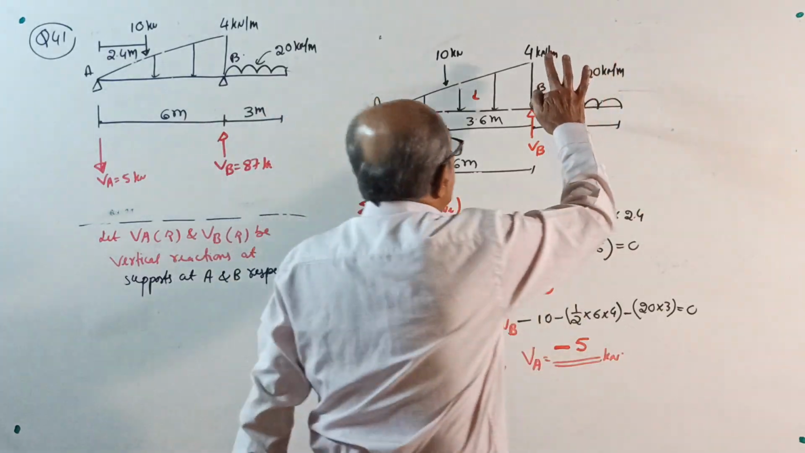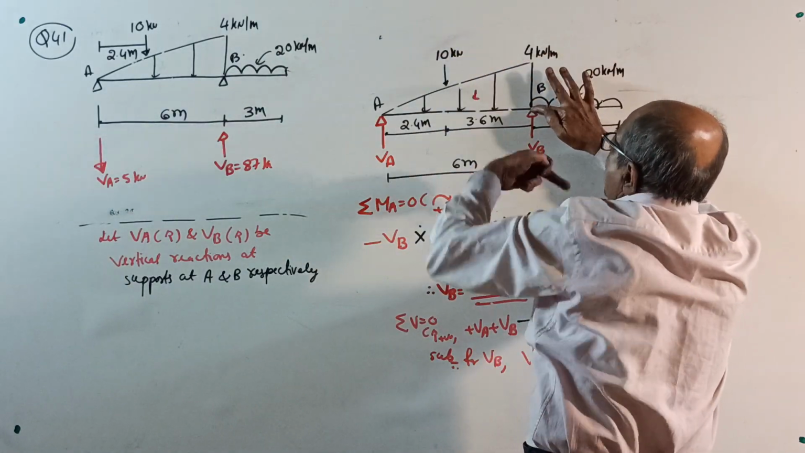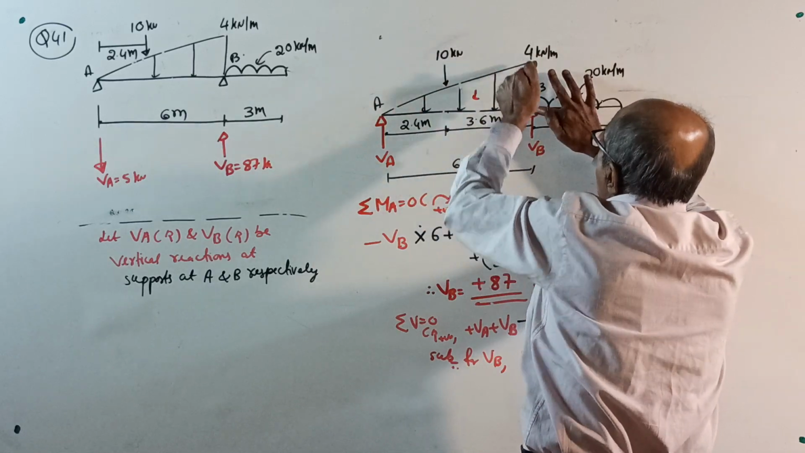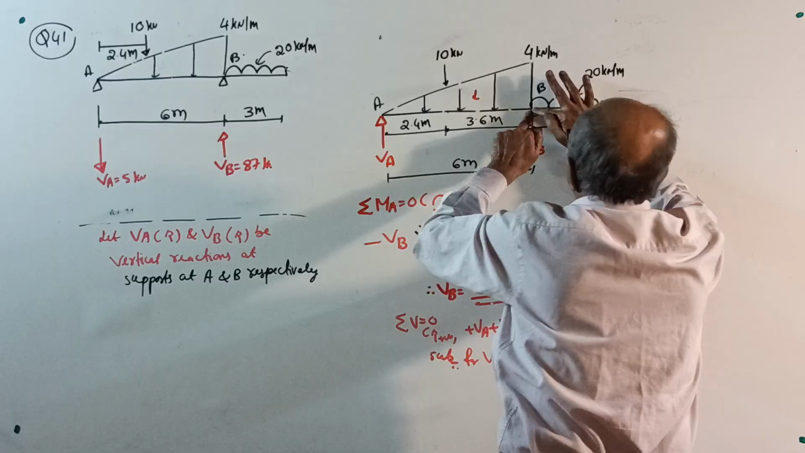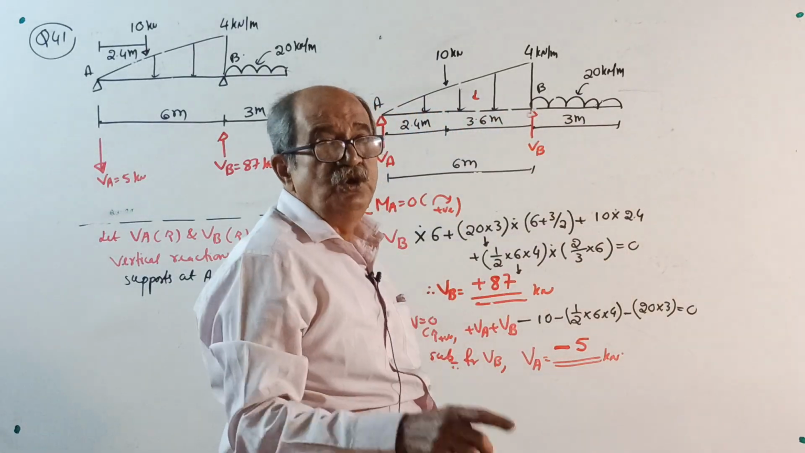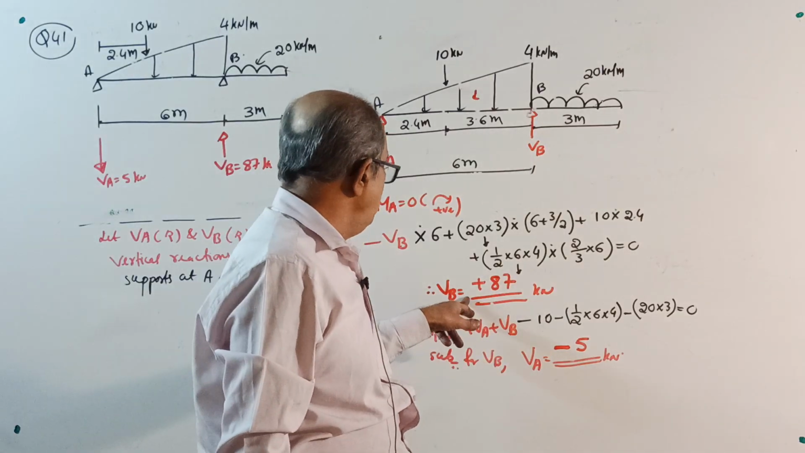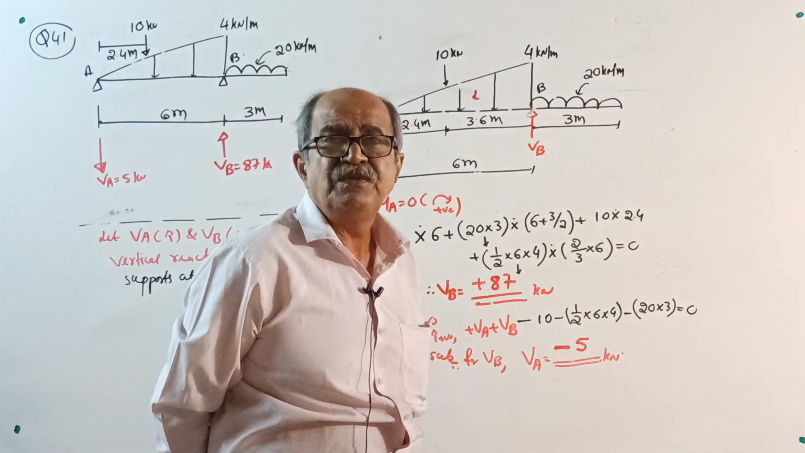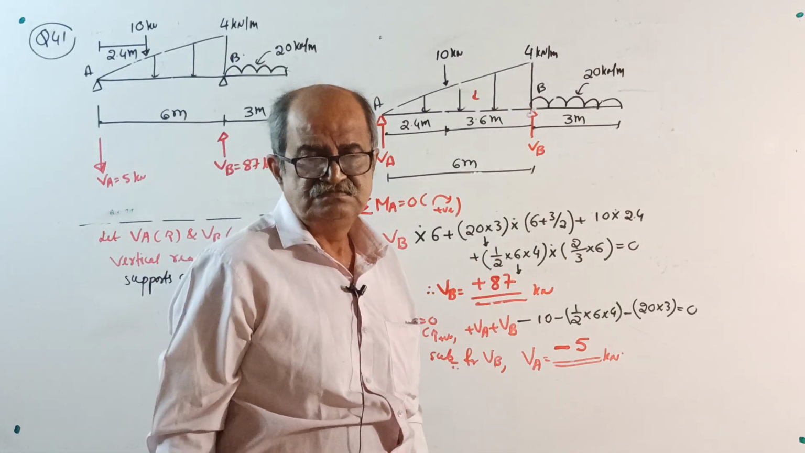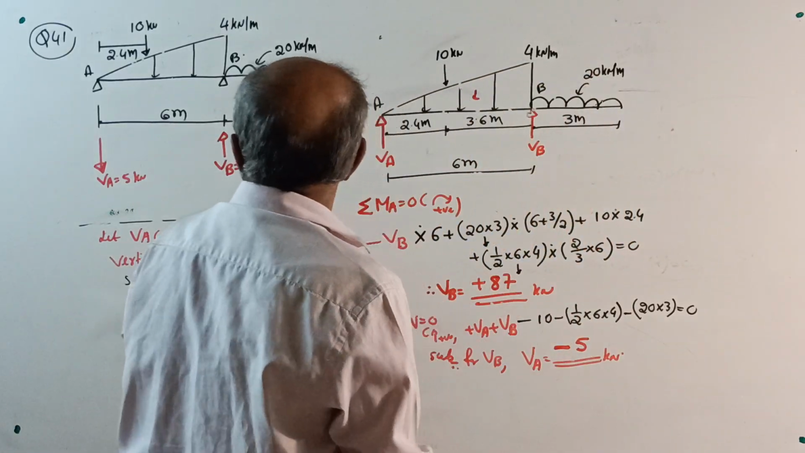Practice, take moment about B. Plus VA into 6 minus 10 into 3.6 minus half into 6 into 4 into 1 by 3 of 6 now plus 20 into 3 by 2 equal to 0. You will get VA equal to minus 5 first. Then when you make sigma V equals 0, substitute for VA minus 5, you will get VB equal to 87 kilonewton. Okay. Now, I got one right overhang now.